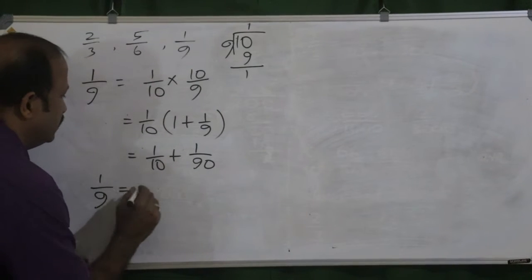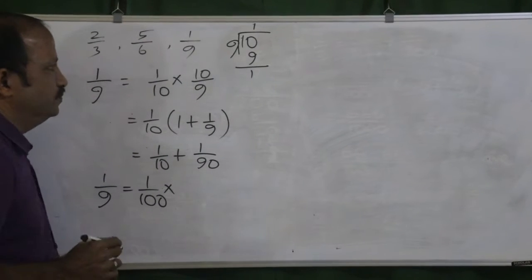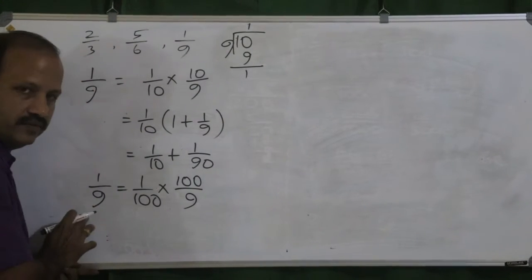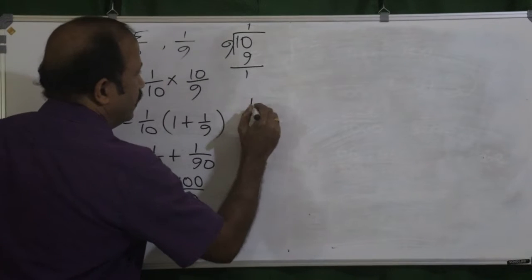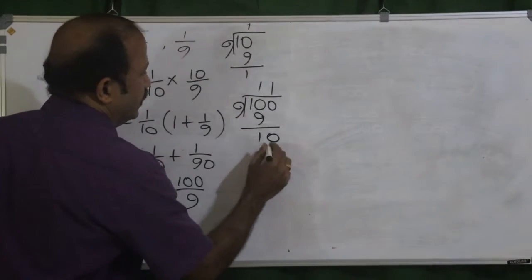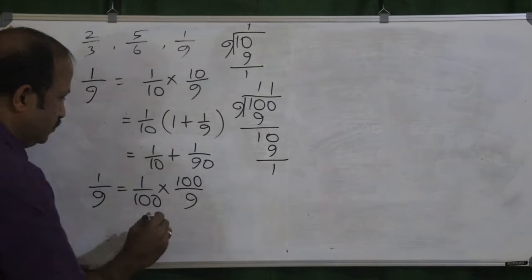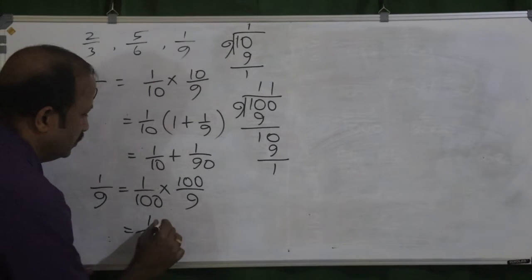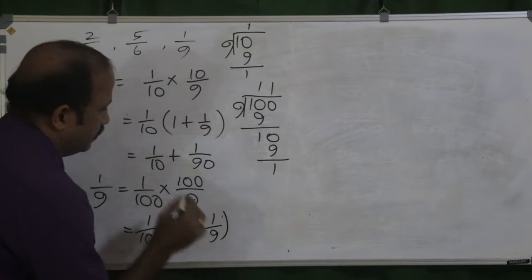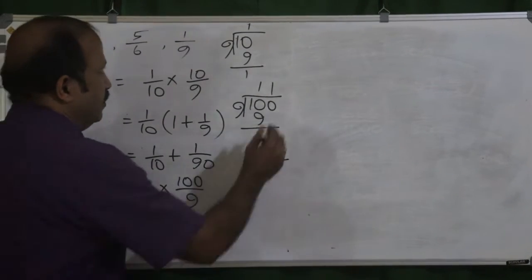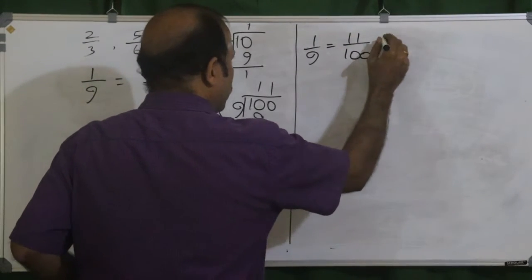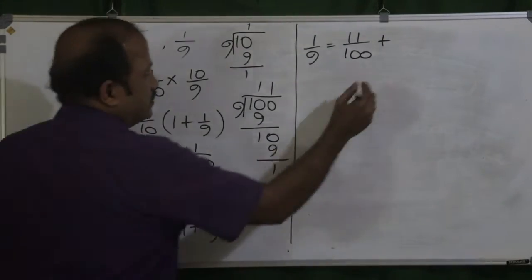So, 1 by 9 is equal to 1 by 100 into 100 by 9. The 100s cancel, leaving 1 by 9. So we have to find out what 100 by 9 is. 1 into 9 is 9, so in 10, again 1 into 9, remainder 1. So that is 1 by 100 into 11 plus 1 by 9. 1 by 100 into 11 is 11 by 100. So 1 by 9 is equal to 11 by 100 plus 1 by 100 into 1 by 9, that is 1 by 900.